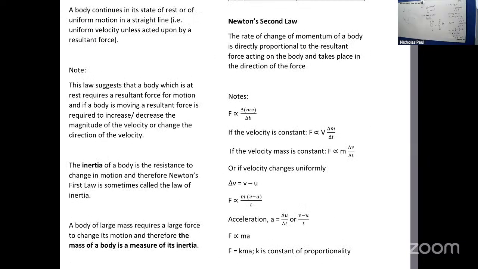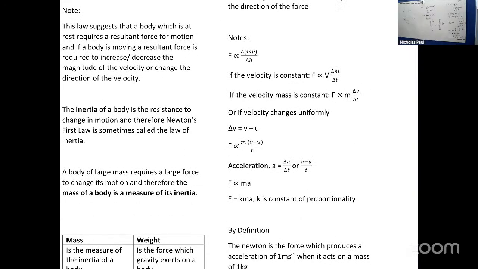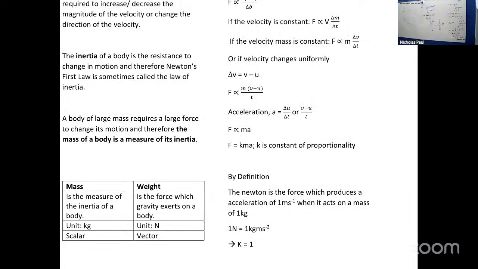Newton's second law. They might still be giving the mark here, but remember in CSEC we get F equals ma. Now they want to use this rule here, the rate of change of momentum. So Newton's second law is the rate of change of momentum of a body is proportional to the resultant force acting on the body, and it takes place in the direction of the force. Again, everything here you know, and you know that this summarizes F equals ma.